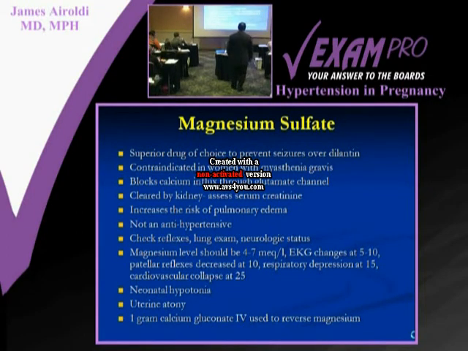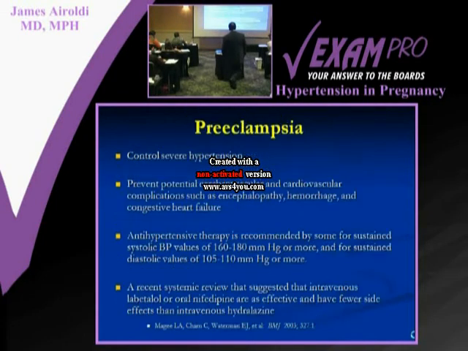What is the antidote to reverse MAG toxicity? It's right there. 1 gram of calcium gluconate. And how's it given? IV. Very good. So we're going to control hypertension.